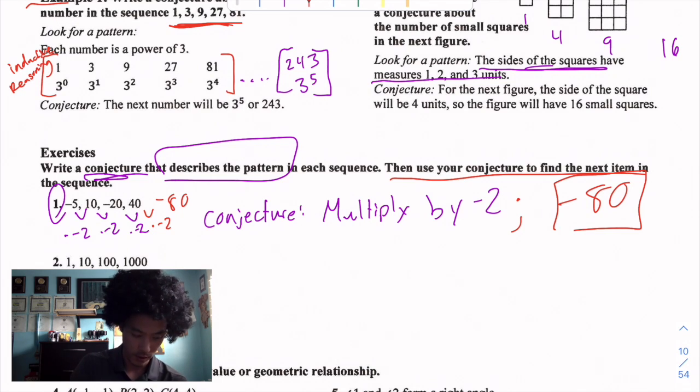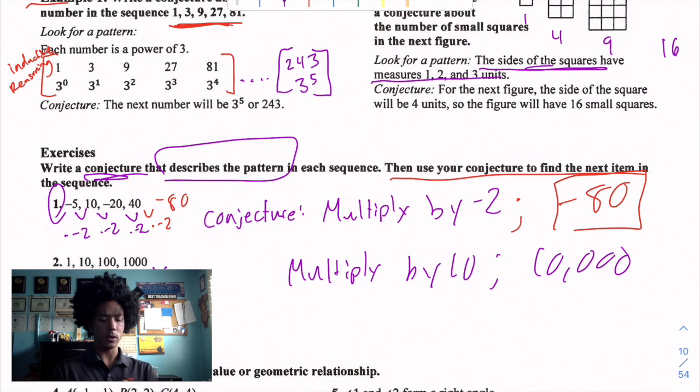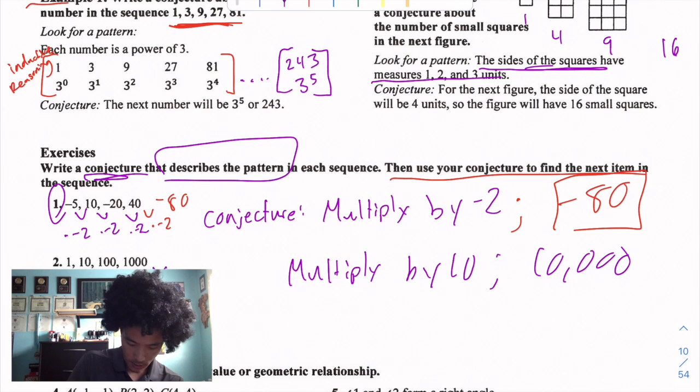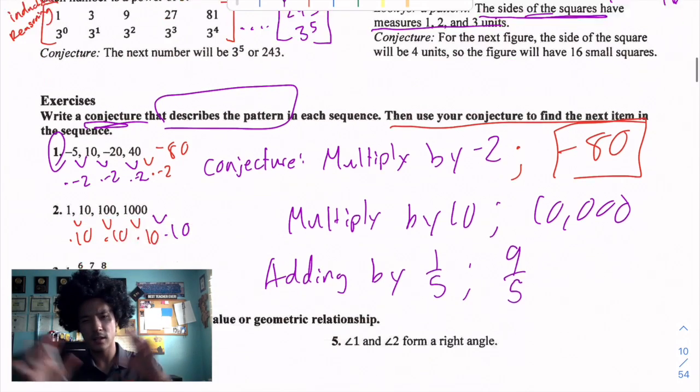So, the next two, real quick, the answers. You're just timesing it by 10. Easy mode. Multiply by 10. Answer, 10,000. Boom. Okay, over here, it looks a little tricky. What's going on here? Oh, you're adding, huh? You see that? What are you adding? 1/5. Okay, the next one is 9/5. So that's kind of review.